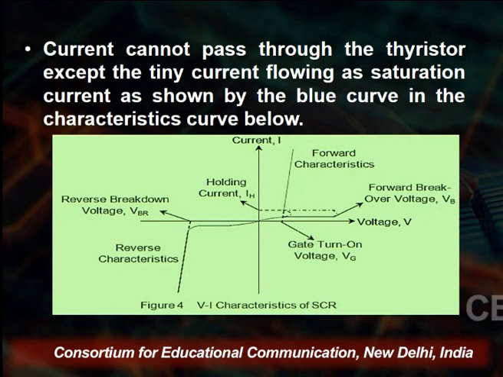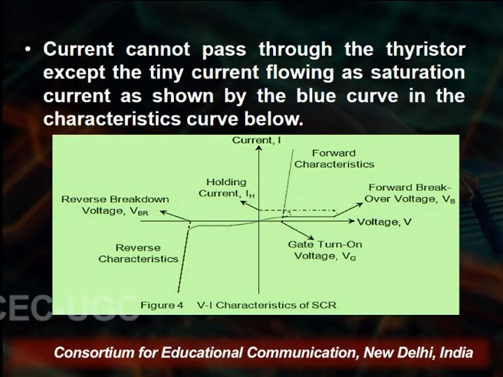Now, the current cannot pass through the thyristor except a tiny saturation current, as you see in the diagram, represented by the blue curve, which is the characteristics curve. That is how it works. This is the VI characteristics of the SCR. On the right-hand side we have the forward characteristics, and on the left-hand side and the lower side of the graph we have the reverse characteristics.